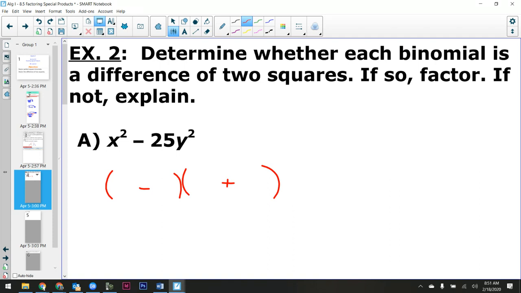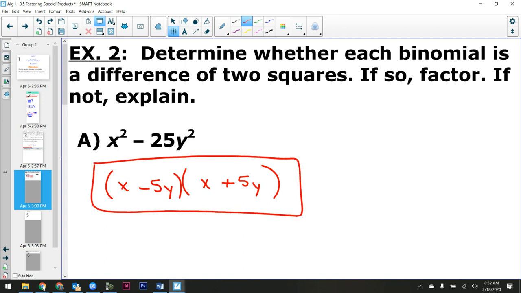Okay. What happens if I square root x squared? What do I get? Just x, right? What's the square root of 25y squared? Just 5y, right? 5y, 5y. The reason one is a minus and one is a plus is because if I were to FOIL this back out, the inners and outers have to cancel. They must cancel with each other. So therefore, one's going to be a minus and one's going to be a plus.